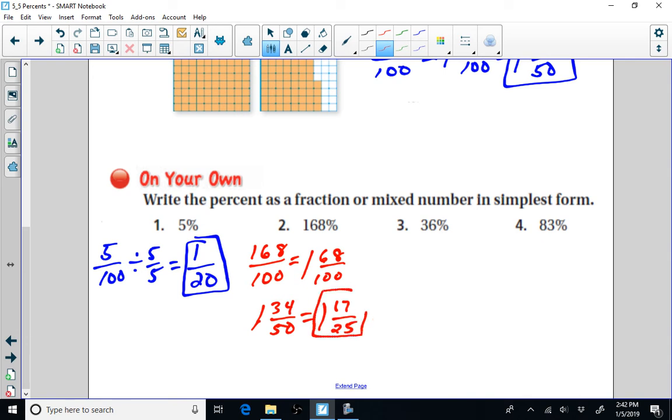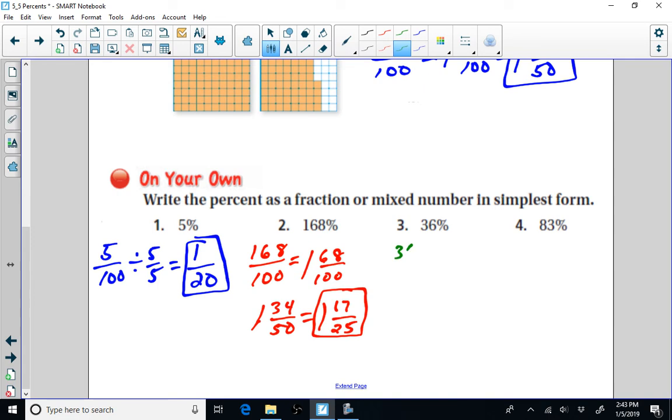So 168% is the same as 168 over 100, which is the same as 1 and 68 over 100, which is the same as 1 and 34 over 50, which is the same or equivalent to 1 and 17 over 25. Let's try example 3.